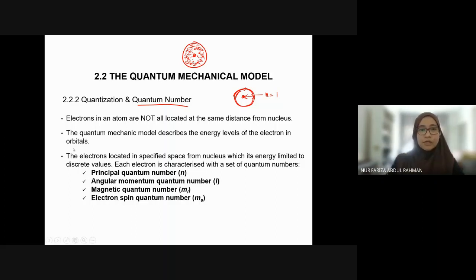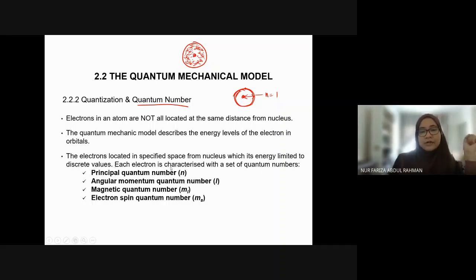The quantum mechanical model describes the energy level of the electron in an orbital. So we have the energy level, same as in Bohr's postulate. Energy level is still applicable. The electron is located in a specified space from the nucleus, with energy limited to discrete values. Discrete is also known as quantized.